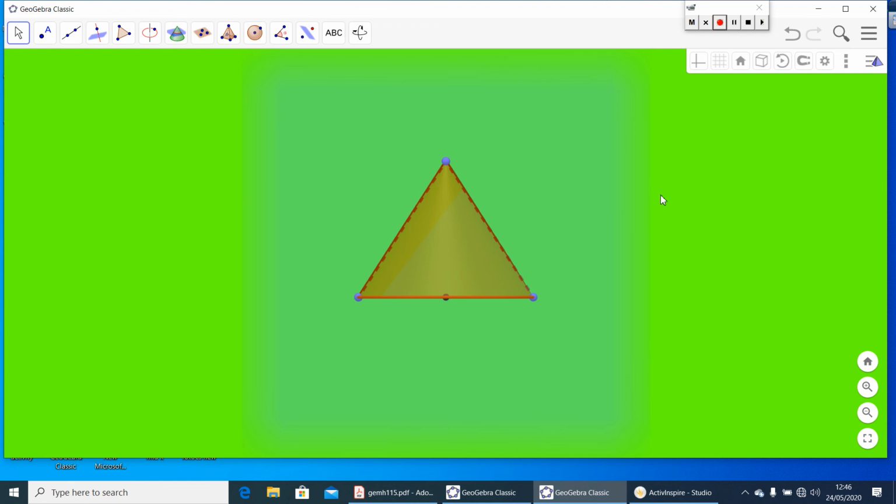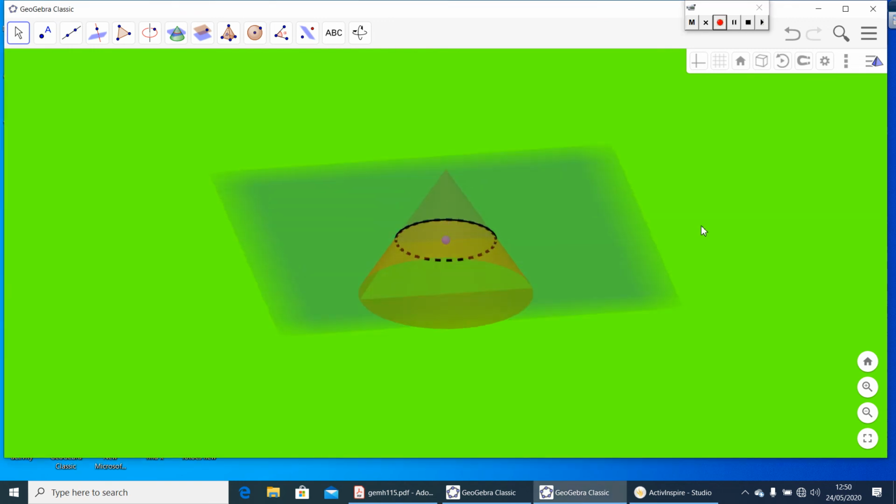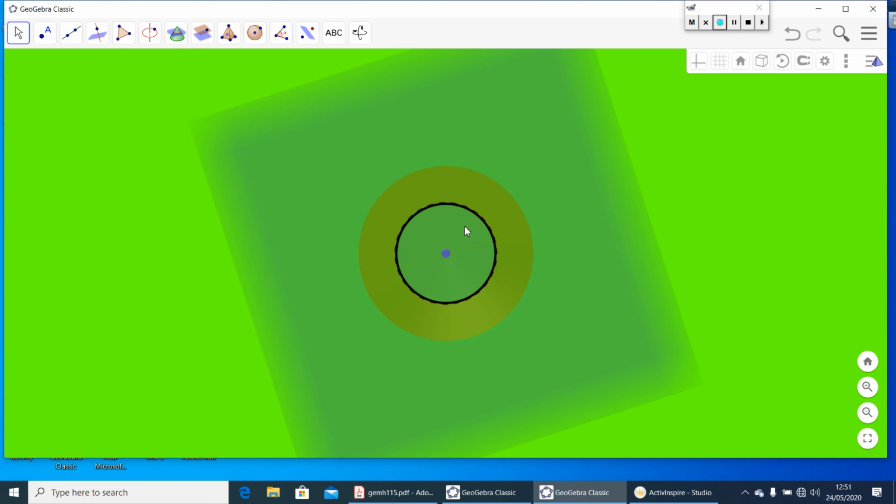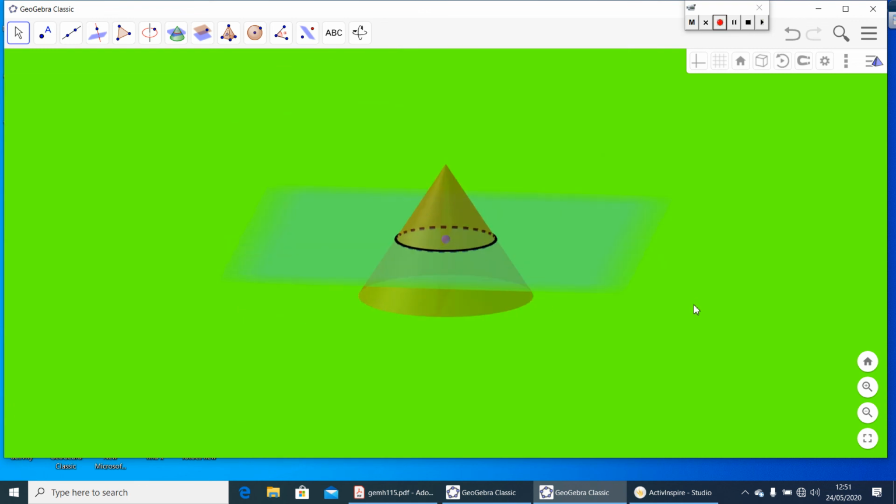Now let me cut horizontally. Here I cut this cone horizontally. Now what will be the cross section? Let us check it. Here the cross section, you will get it as a circle. So the horizontal cross section of a cone is a circle, and the vertical cross section of a cone is a triangle. Now let us see some questions.